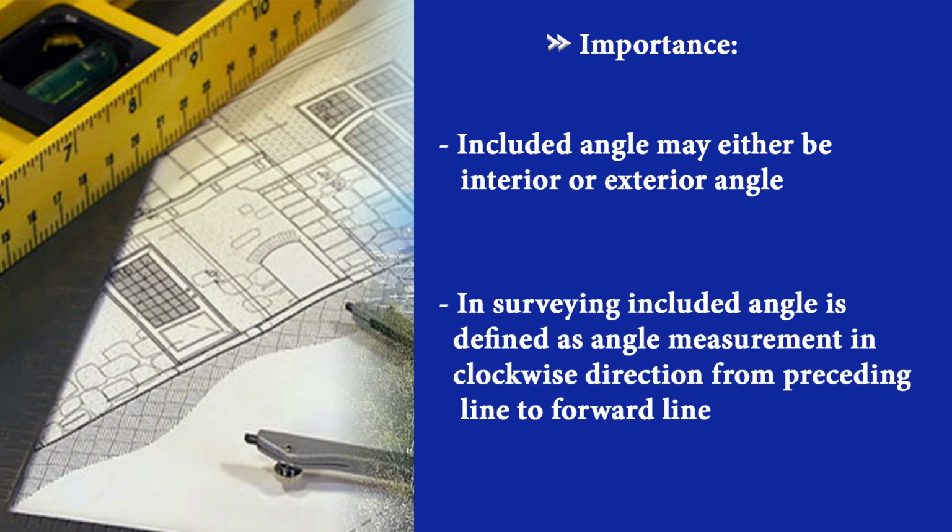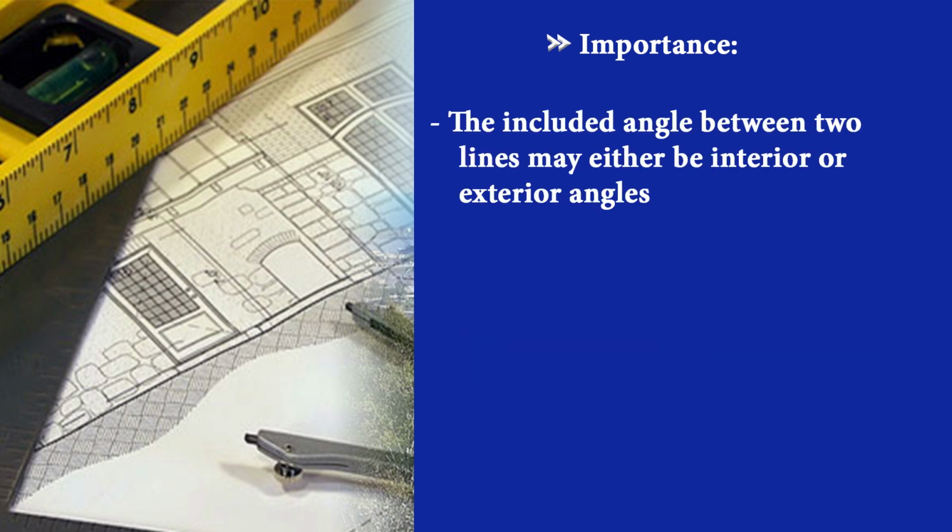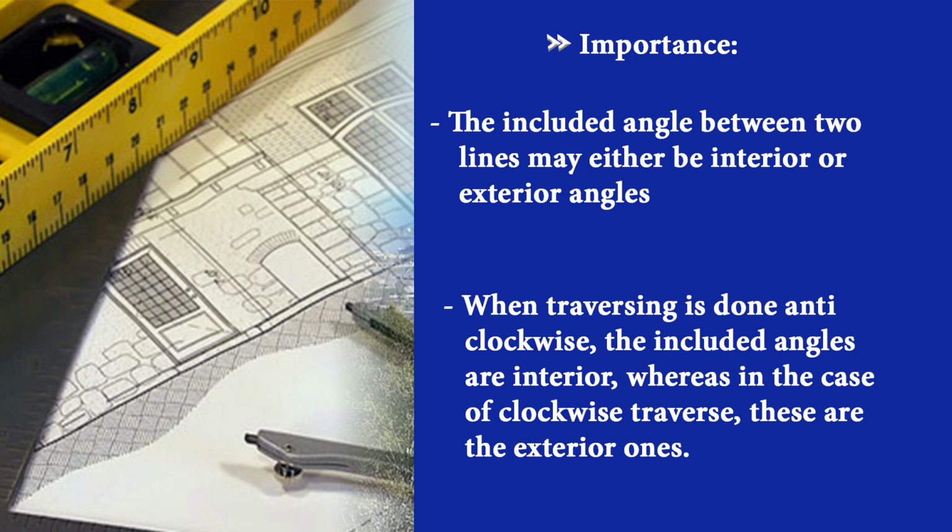In surveying, the included angle is defined as the angle measured in the clockwise direction from the preceding line to the forward line. The included angle between two lines may either be interior or exterior, as previously said. When traversing is done anti-clockwise, the included angles are interior, whereas in case of a clockwise traverse, these are exterior ones. They are always measured clockwise from the preceding line to the forward line.